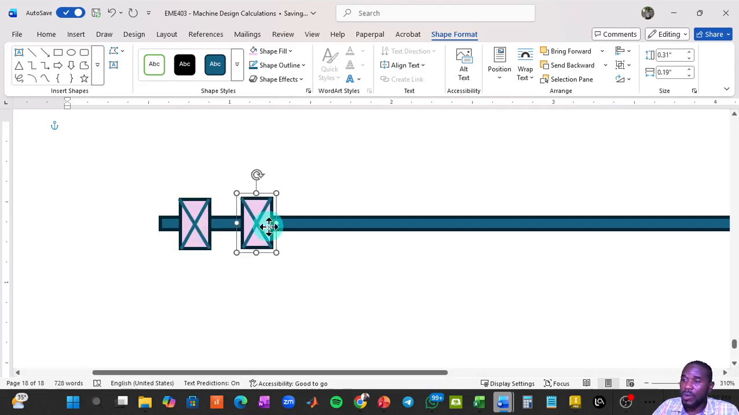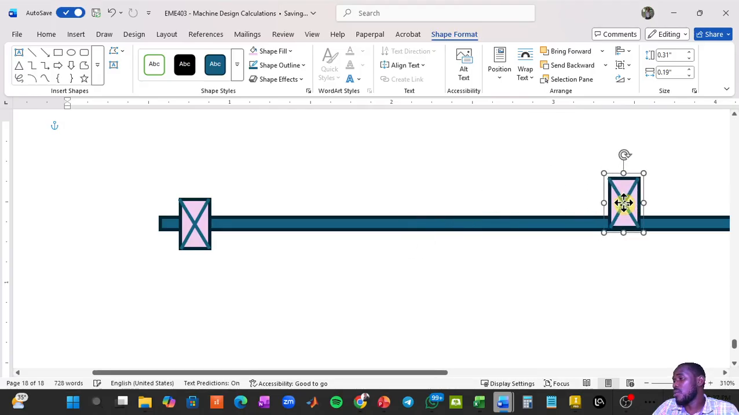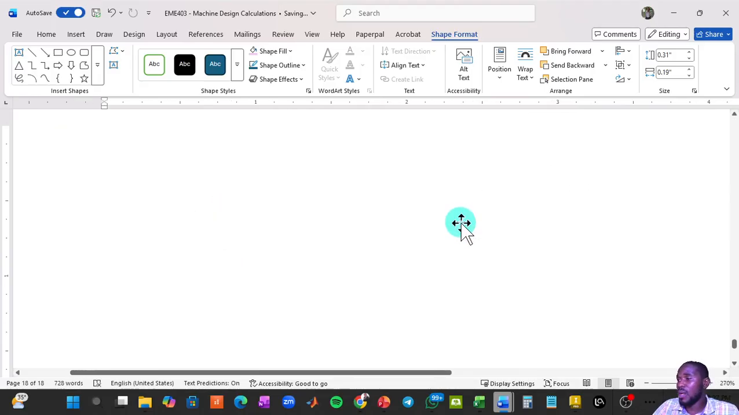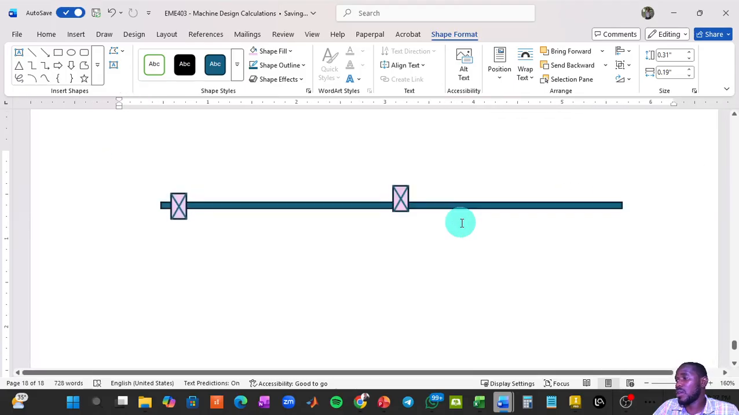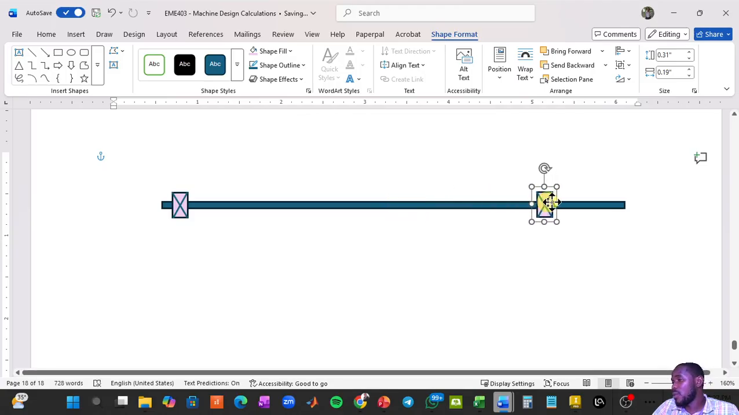Now I need a second bearing. I think I can go back and reduce the size. So let me see everything. Great. I need this bearing on this side.